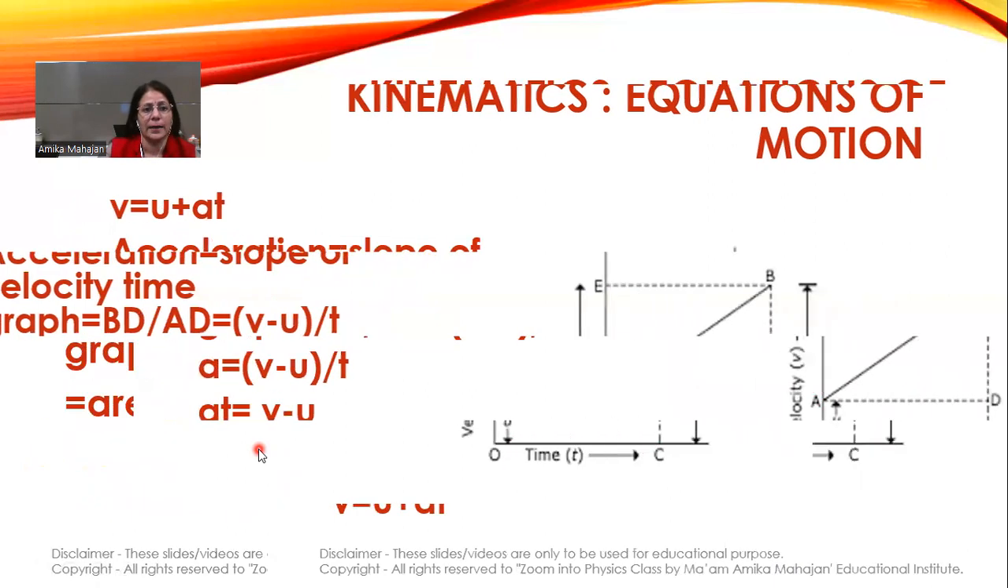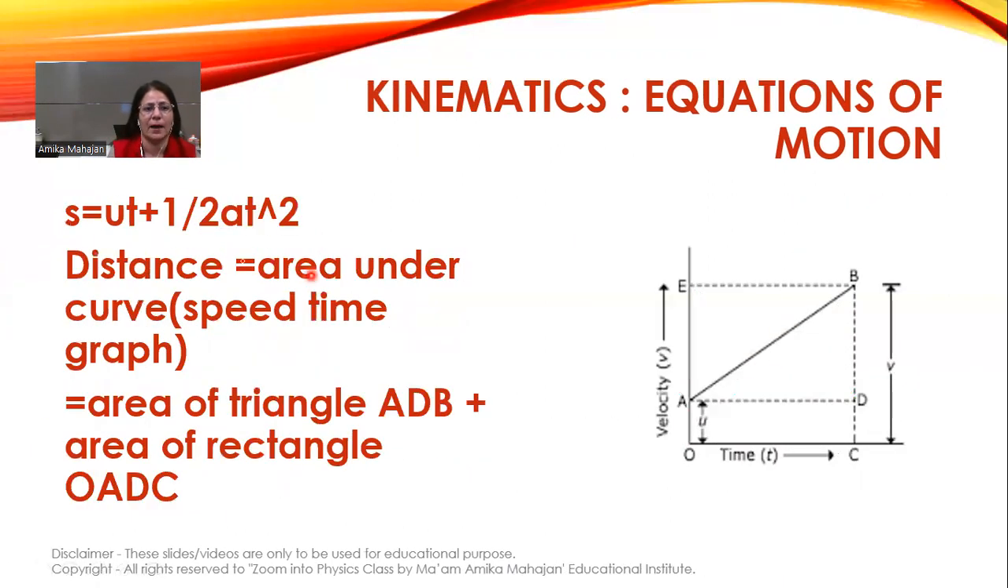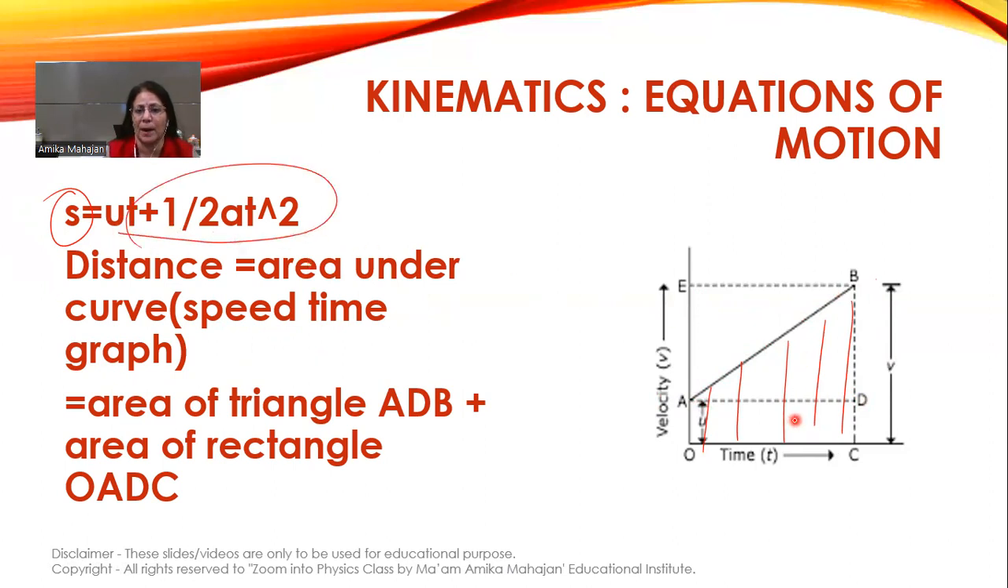Now, another equation, S equal to UT plus half AT square. Here I have to find distance. And in case of velocity time graph, distance can be taken by taking the area under a curve. Now the curve is a straight line AB, so I will take the area under this AB. But to find S equal to UT plus half AT square, I will divide this area in two parts: one, area of triangle ADB, plus area of rectangle OADC.